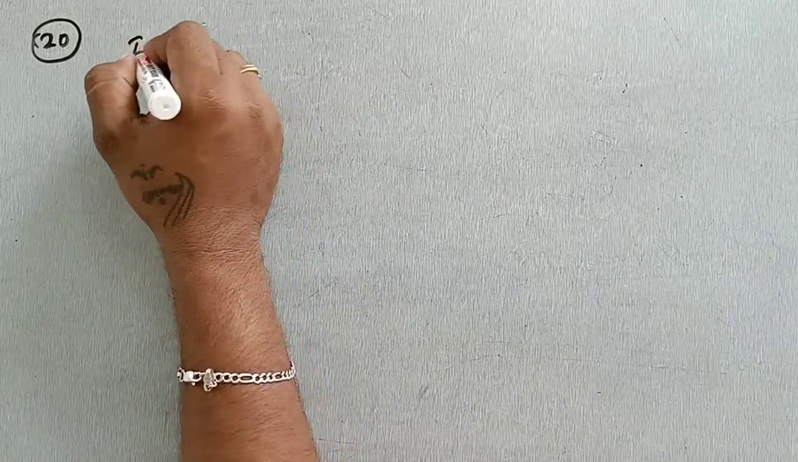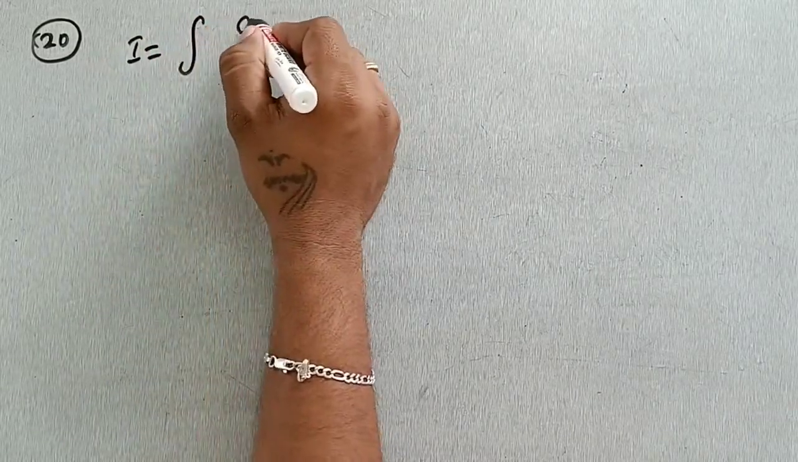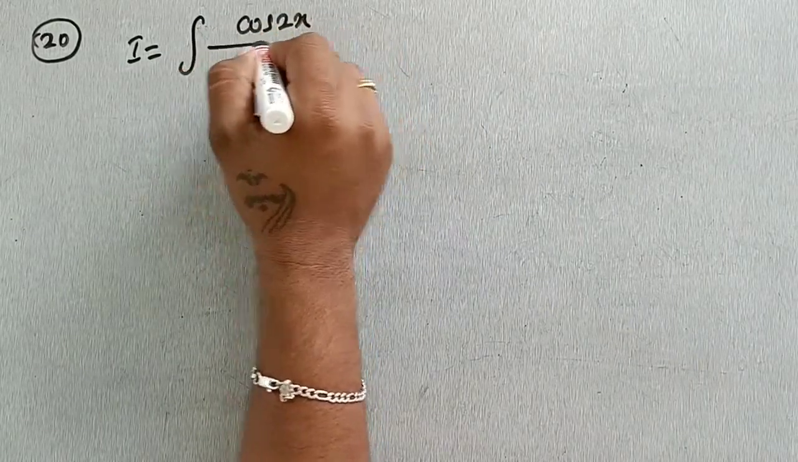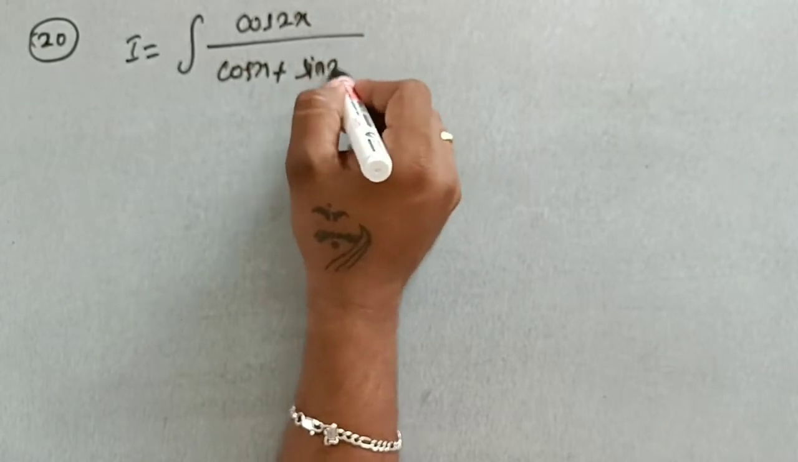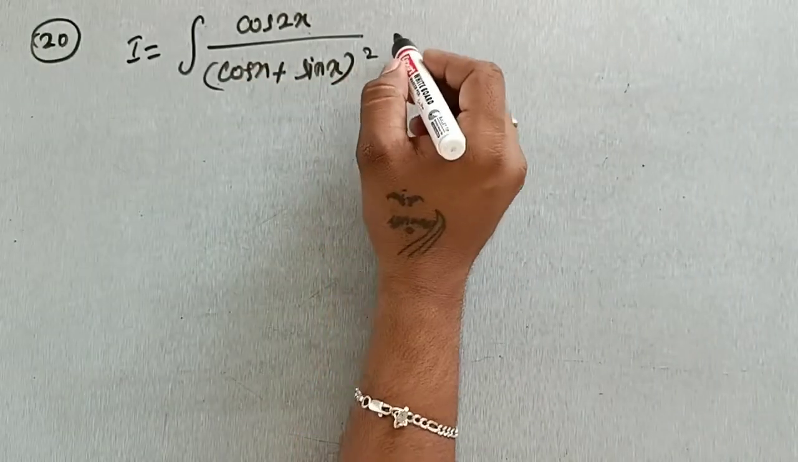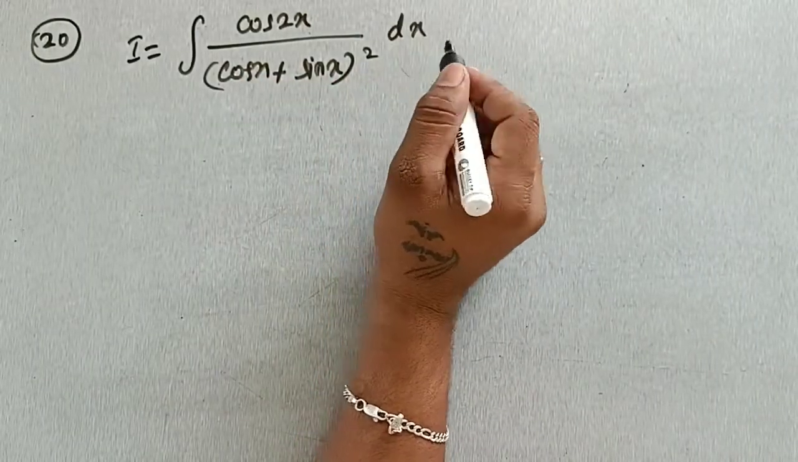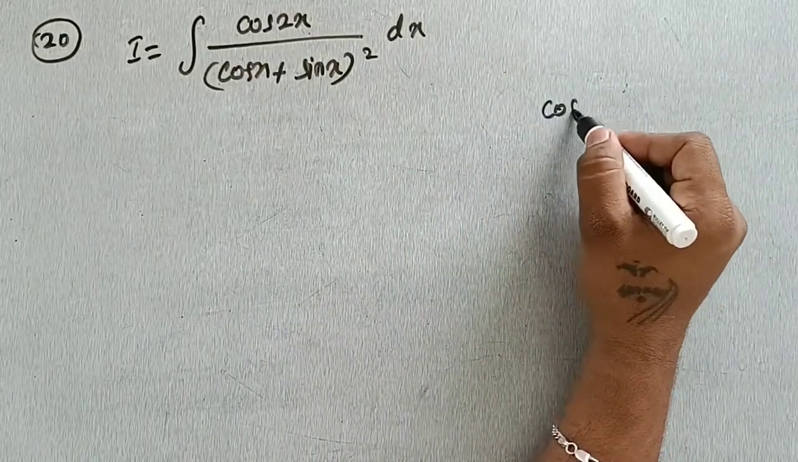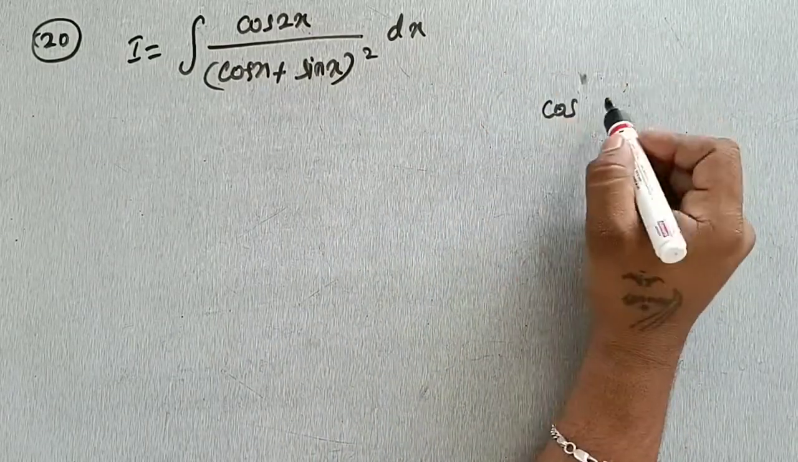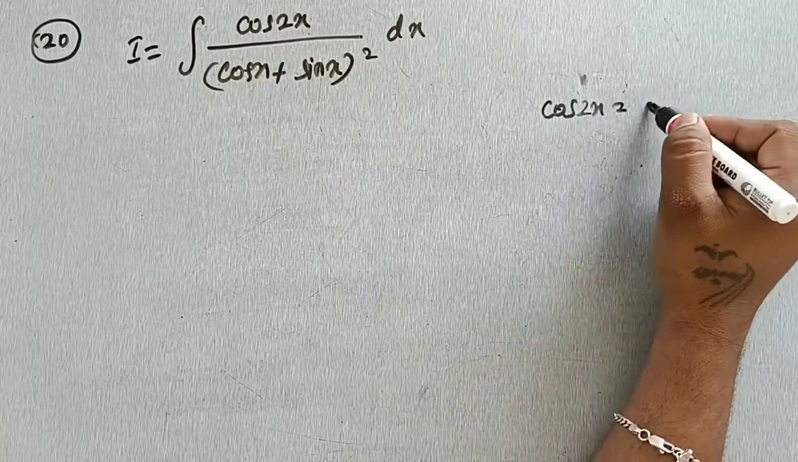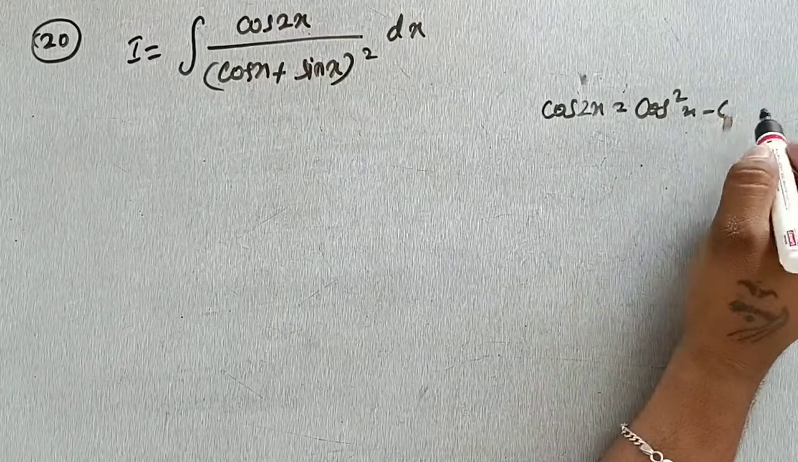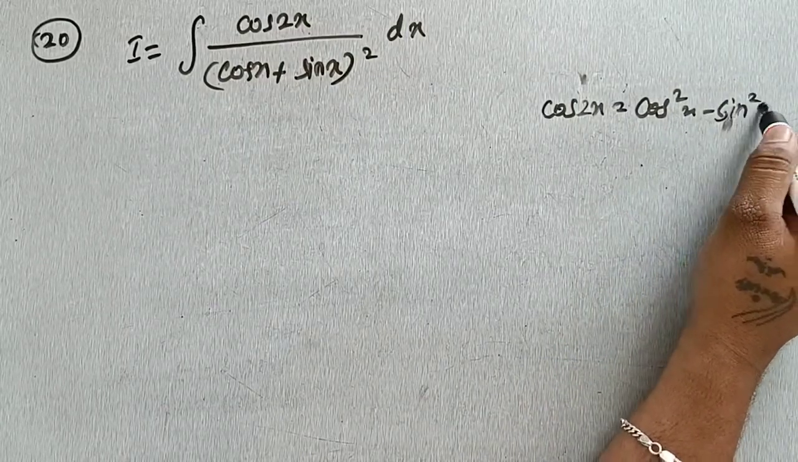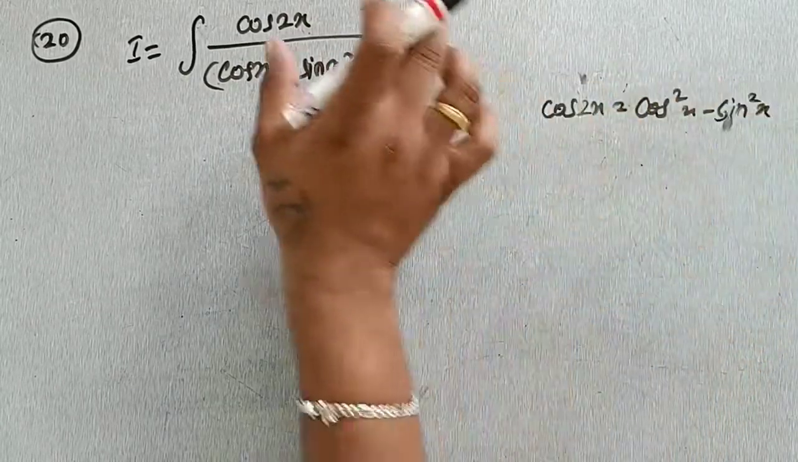Question number 20. So what is given? I equal to integral, numerator is given as cos 2x divided by cos x plus sin x the whole square, into dx. So we have one more formula we studied in +1, that is cos 2x can be written as cos square x minus sin square x. That formula I am going to use here.